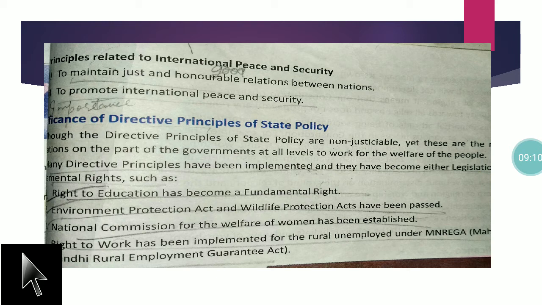If they are not getting work, the government provides them benefits as well as allowances for their livelihood. So this was all for today's topic.